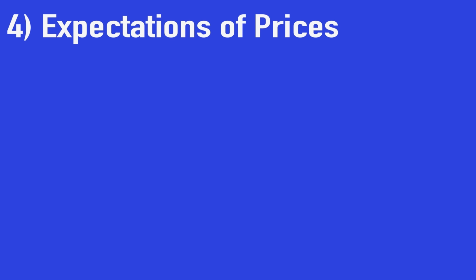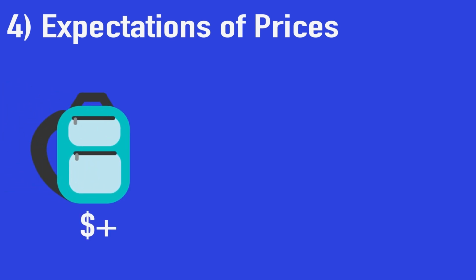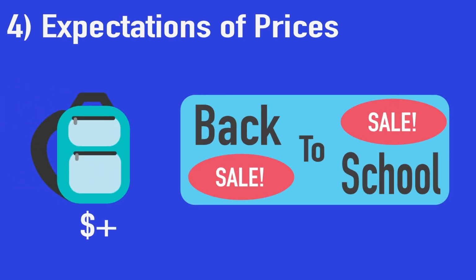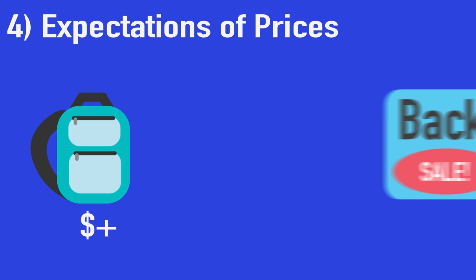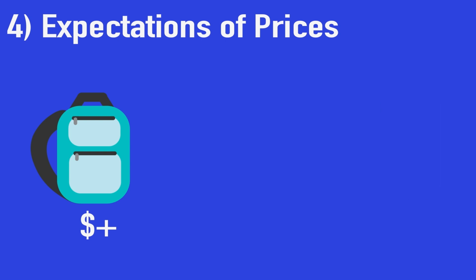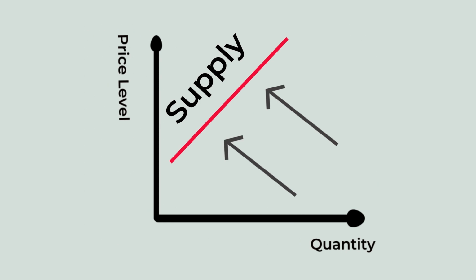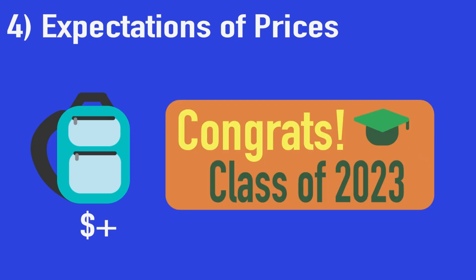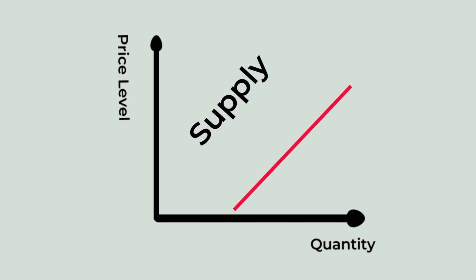Number 4, expectation of prices. Say sellers of backpacks are making a lot of profit during the back-to-school period and as a result have been supplying a large amount of backpacks. Now, the suppliers have doubts about whether the backpacks can sell at high prices after the back-to-school period ends, so they reduce the amount they supply, leading to a leftward shift in the supply curve, and the opposite if they believe that students will continue to buy more backpacks, leading to a rightward shift in the curve.